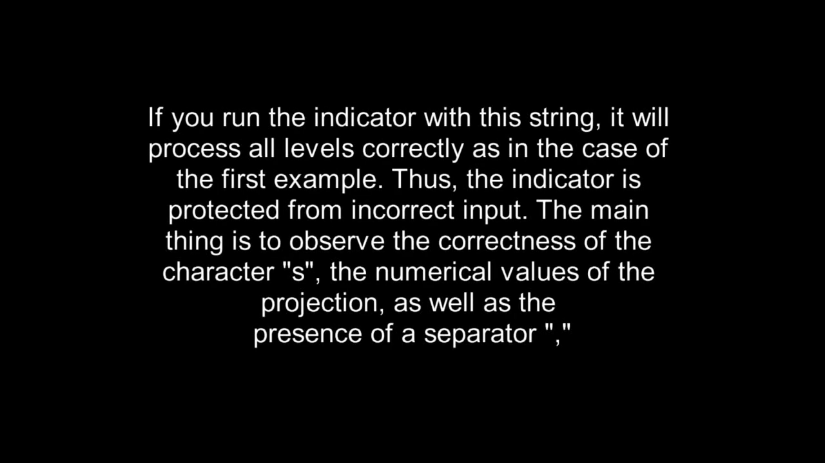Example of free-form input. If you run the indicator with this string, it will process all levels correctly, as in the case of the first example. Thus, the indicator is protected from incorrect input. The main thing is to observe the correctness of the character S, the numerical values of the levels, as well as the presence of a separator comma.